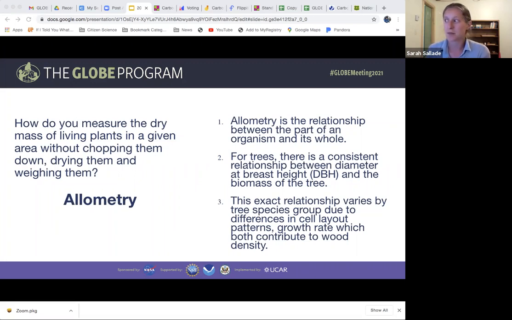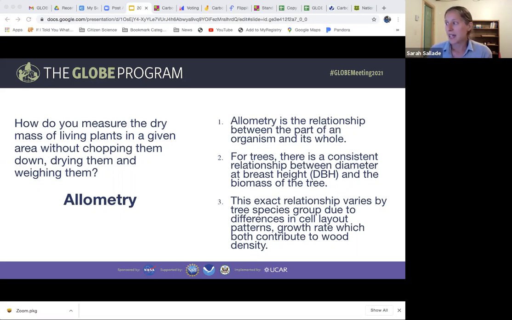Over a long period of time, scientists, foresters, forest ecologists, researchers around the world have studied the relationships between parts of trees and their whole. And allometry generally is the relationship between the individual parts of a living organism and the whole of the organism. So for trees, there actually is a consistent relationship between diameter at breast height and the total biomass of the tree.